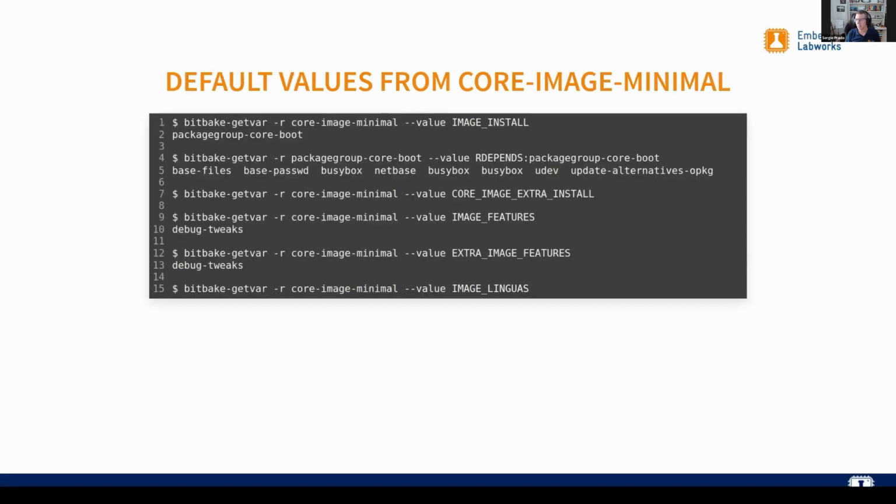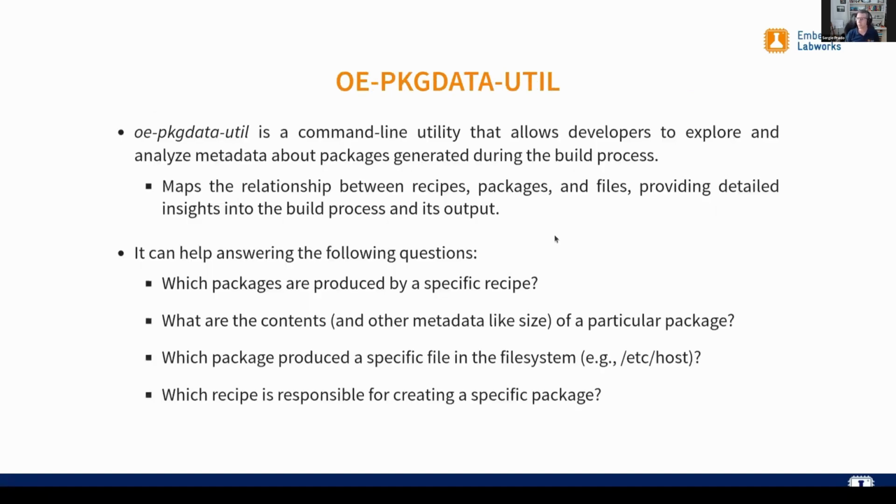One thing that we might ask is, what do we have inside those packages, right? Because you might need this information to decide, should I remove netbase? Should I remove this? Can I remove this? There is another nice tool that you can use, called oe-pkgdata-util. That is a very nice tool that makes it possible to map the relationship between recipes and packages and files. So you can answer questions like, what are the packages provided by this recipe? Which package is responsible for this file in my root file system?